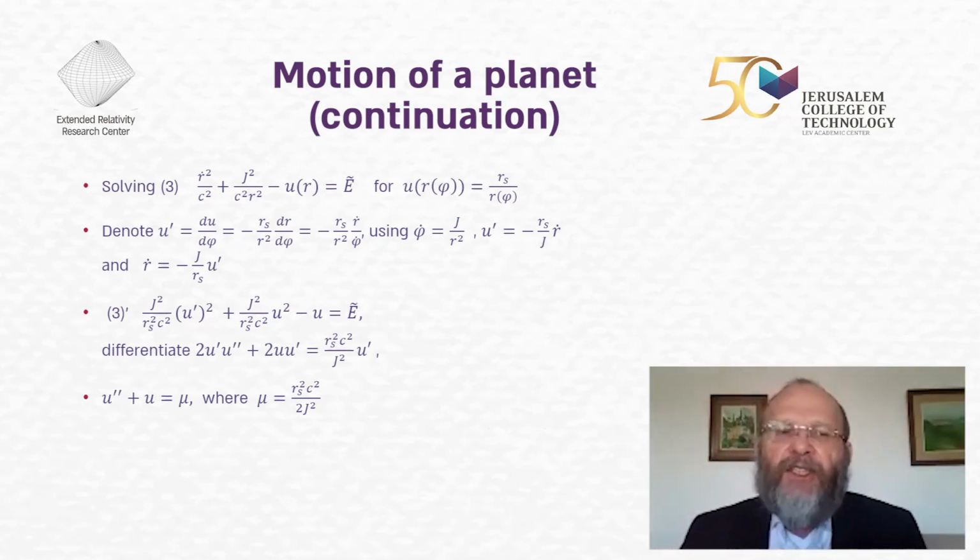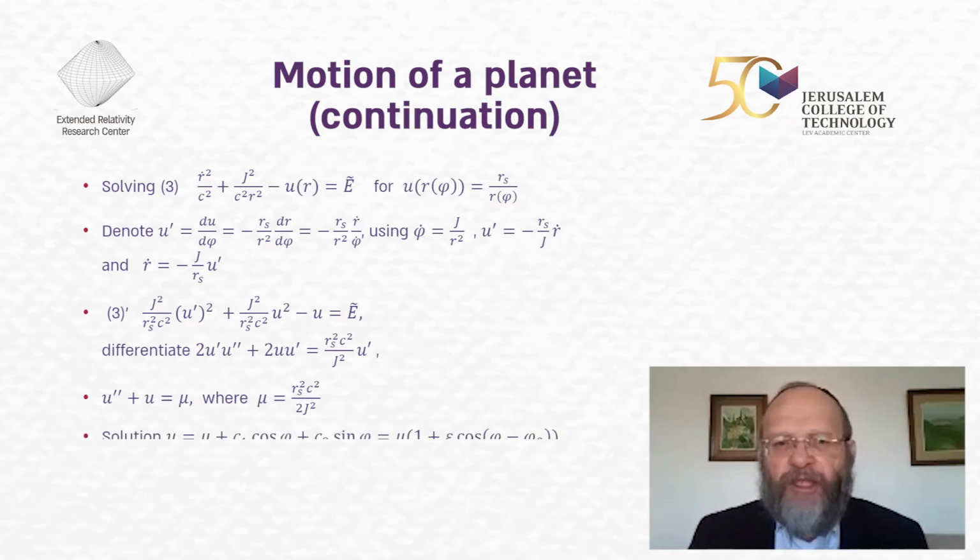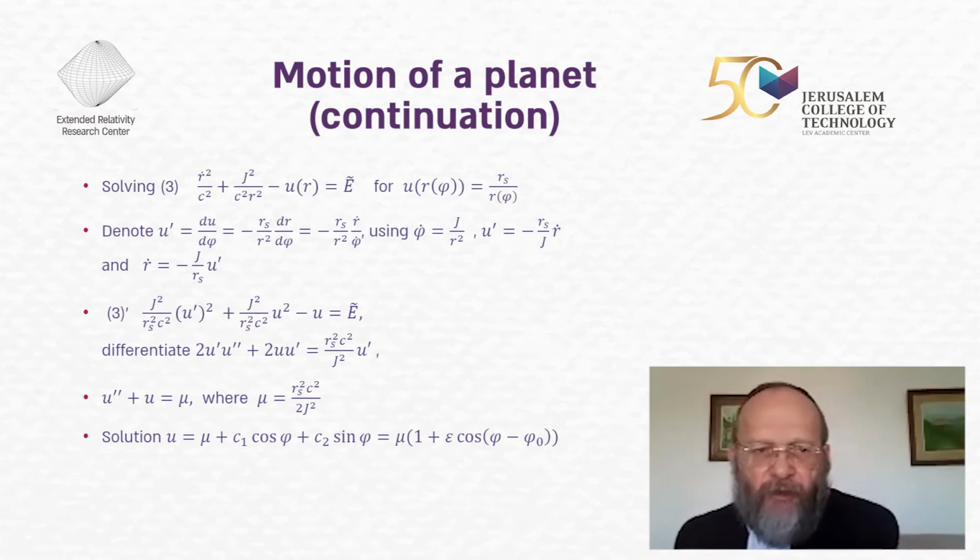Okay, we got a differential equation. Now it's a differential equation everybody knows how to solve. It's a constant coefficient, second order differential equation. We solve the homogeneous one, which is the same as we solved for the harmonic oscillator. But here the coefficient omega is 1, because we have this u with the same coefficient as u double prime.